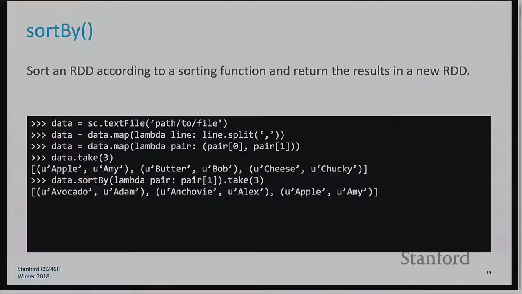Is it always going to take the key value pair? Sort by in this particular case, I don't think it is a pair RDD operation. Sort by is an RDD operation, so it doesn't require a pair, but I did it with a pair just so that I'd have two different things to sort by. I could have left this as a string and sorted by the second letter of the string. That might have been clearer.